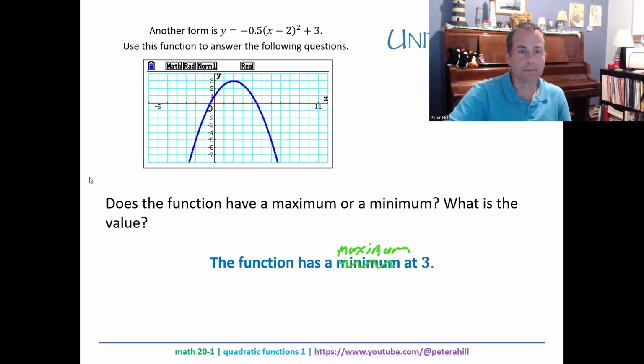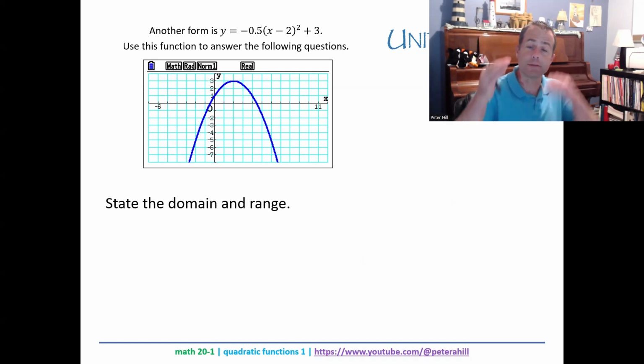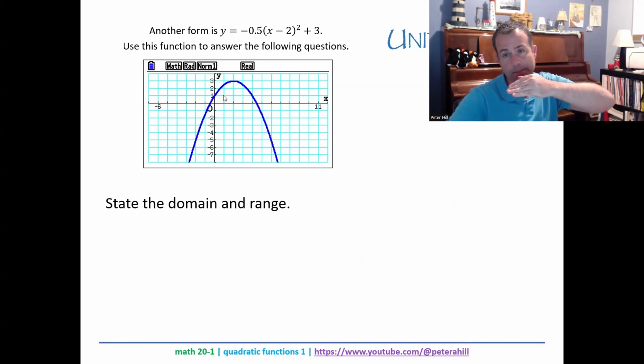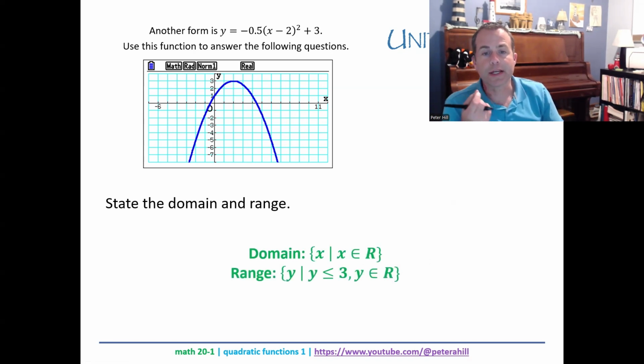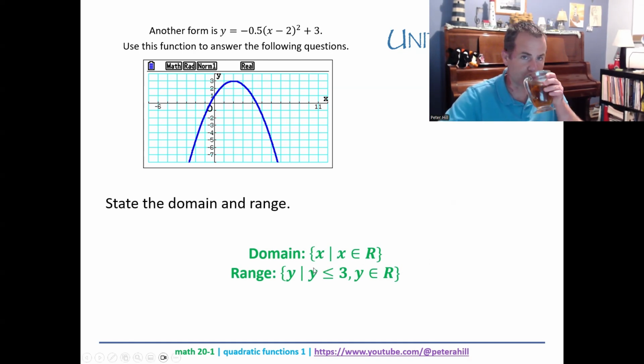Okay. State the domain and range. The domain will be real again, because this graph is going to go forever to the left and forever to the right. Okay. As far as the range goes, this time I have a top, so I can be everything less than that maximum number, which is 3. So domain is x is a member of the reals, and then the range is all the values of y such that y is less than or equal to 3, and y is also a member of the reals.